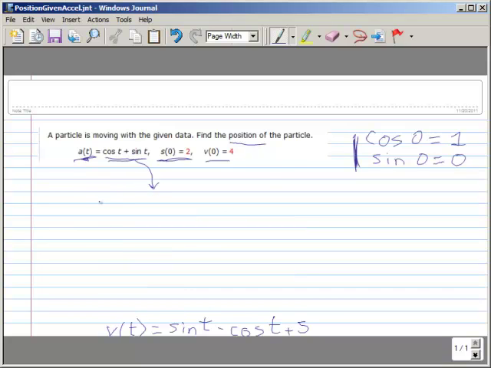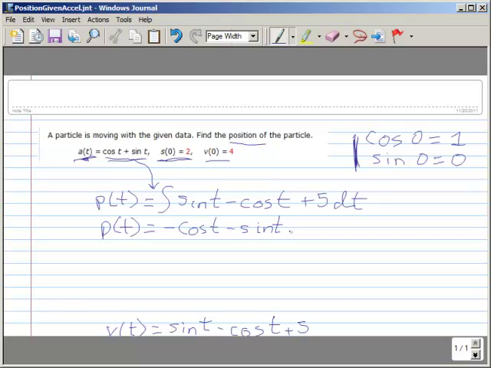What we can do next is to note that position, p of t, is the antiderivative of velocity. So we can take our velocity and plug it in. We're going to find the antiderivative of sine of t minus cosine of t plus 5 dt. Taking the antiderivative there, we get that p of t is equal to negative cosine of t minus sine of t plus 5t plus some constant d.